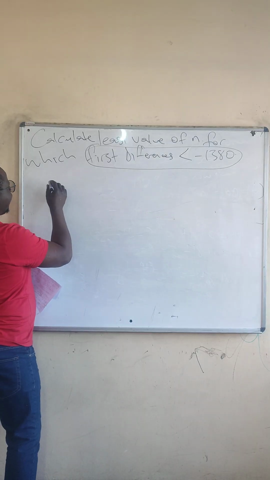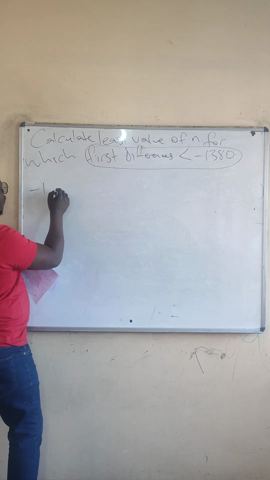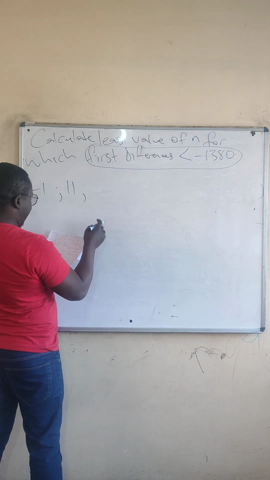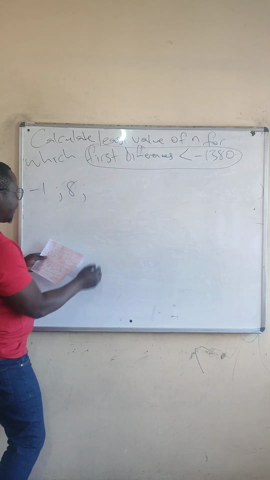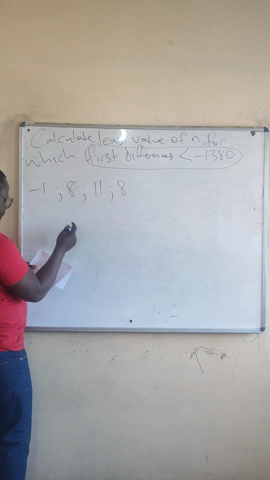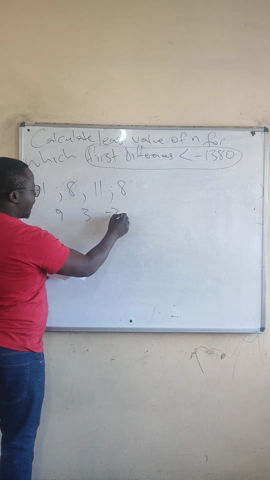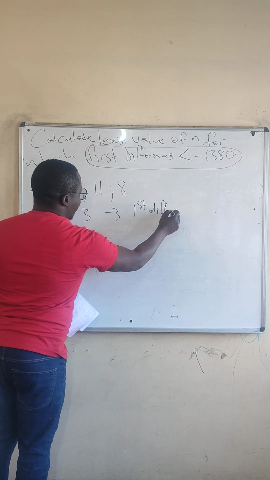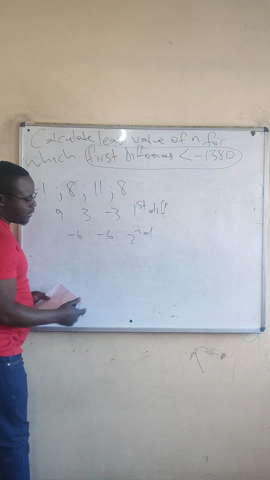So we are going to have our sequence again. The quadratic is -1, 8, 11, 8. This is the quadratic. First differences, we say that they are 9, 3, -3. These are first differences. The second difference is -6.